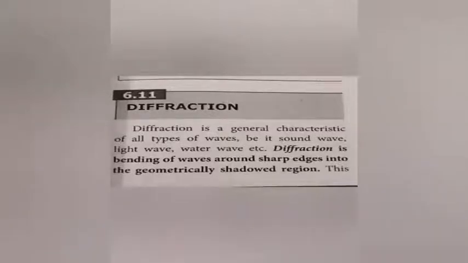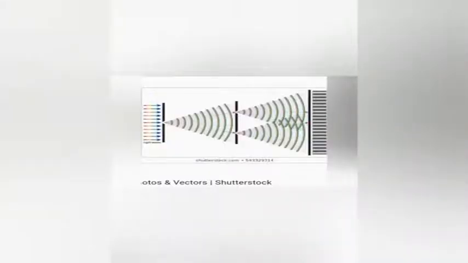The next topic is diffraction. Diffraction is also a wave phenomenon. Diffraction is the bending of waves around sharp edges into the geometrically shaded region. This is an example of diffraction: two holes, slits, and from the two slits it clearly shows the bending of waves. That is referred to as diffraction. A day-to-day life example: light rays entering through clouds show bending of rays, which is one of the best examples of diffraction.